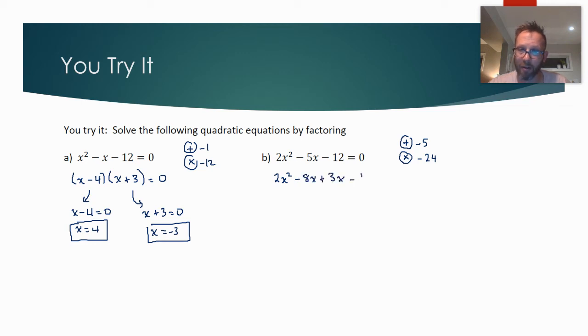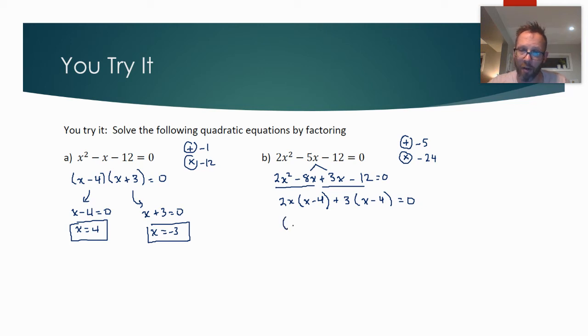So I'll decompose my middle term into those two numbers. And then it's common factor, common factor, common factor. Common factor the first pair. You can take out a 2x, and you're left with x minus 4. Common factor the second pair. You can take out a 3, and you're left with x minus 4. This is good. Same value.